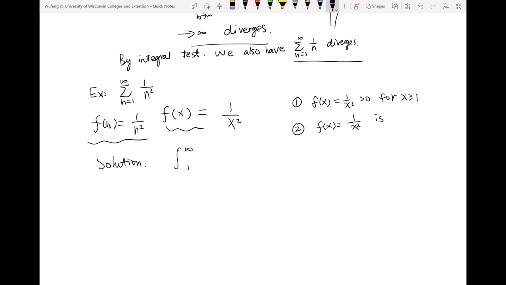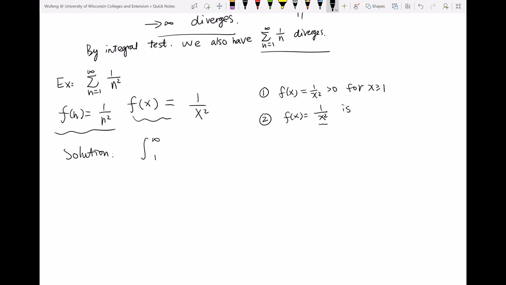One student from Barron County just asked me, how do we determine whether a function is continuous or not? For a rational function, you just look at the denominator. If the denominator is not 0, it's continuous. So whenever you have x minus 2 in the denominator, you know the domain is x not equal to 2. It's not continuous at x equals 2, but it's continuous everywhere else. It's continuous for x bigger than or equal to 1.